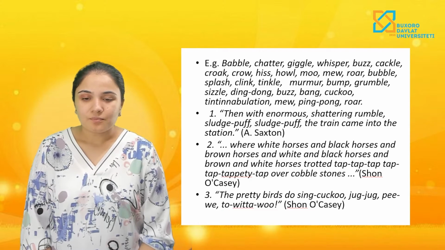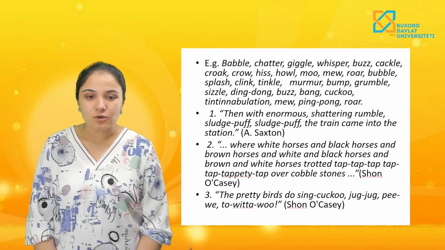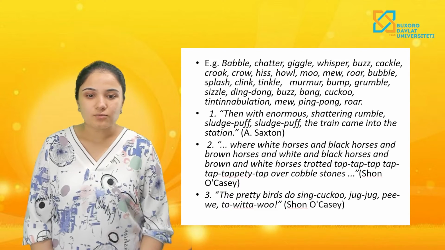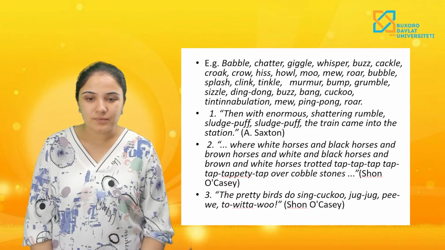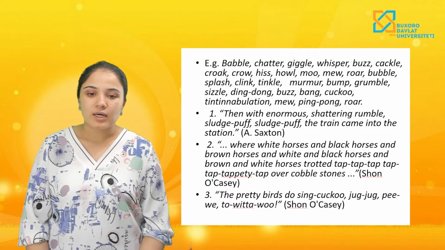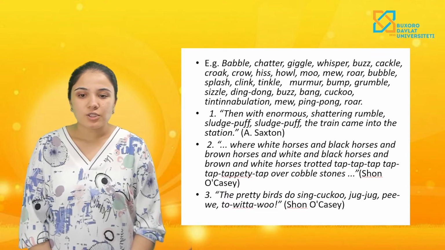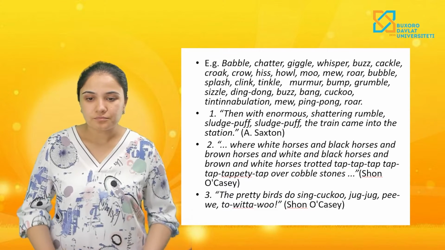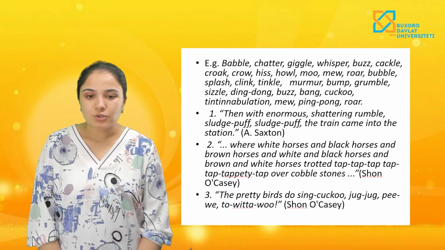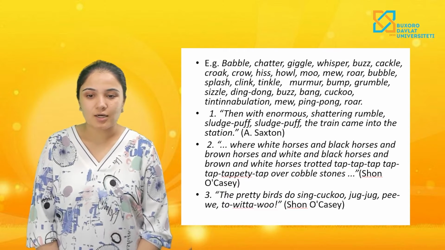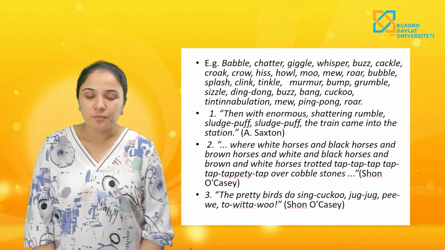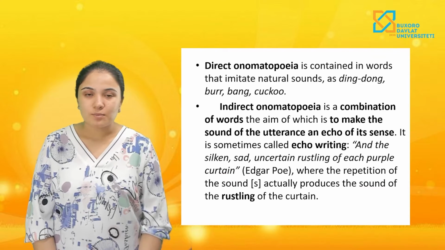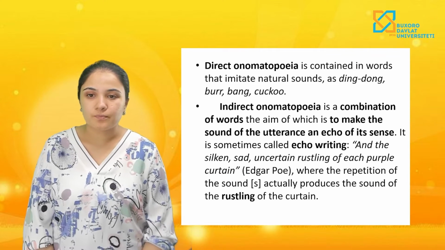The next example: where white horses and black horses and brown horses and white and black horses and brown and white horses trotted tap tap tap tap tap tappity tap on cobblestones. So here tap tap tap tap is the imitation of the horse sound. So the pretty birds do sing cuckoo, chan chan, pee wee, to beat the woo. These are also the sounds made by birds.